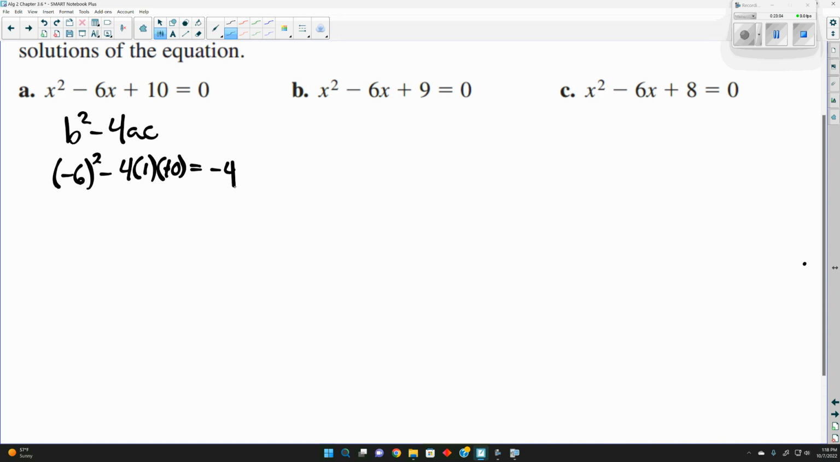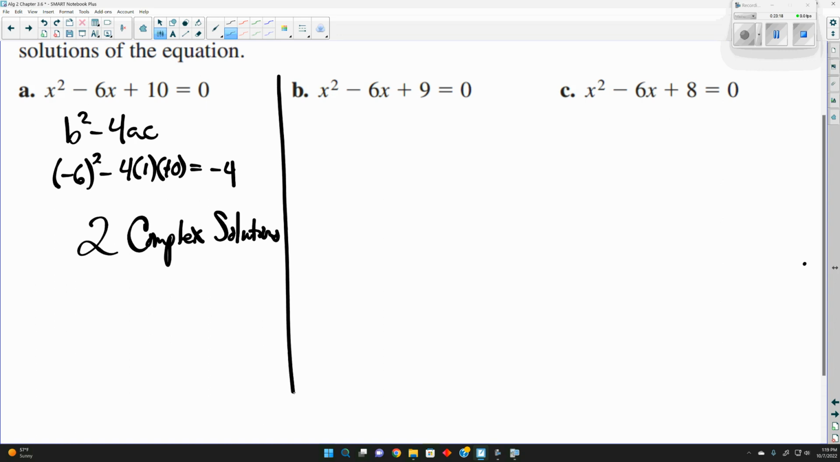So is the value of the discriminant greater than 0, less than 0, or equal to 0? So it tells us that we have two complex or imaginary solutions. And that's it. Now we could use it to find what the actual solutions are, but I'm going to leave it at this here. Questions on the first one? Let's look at the next one.